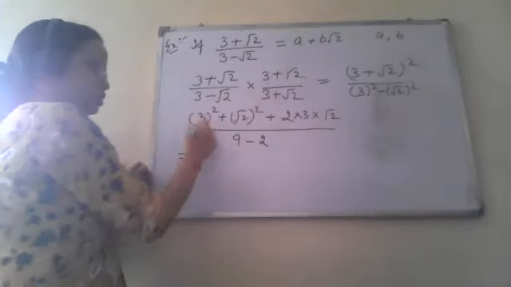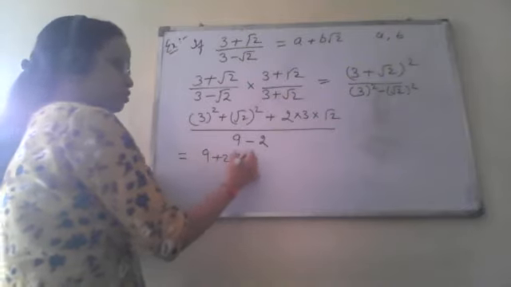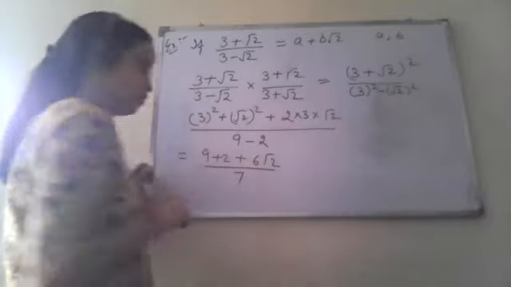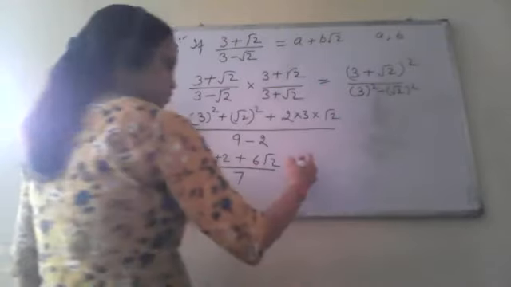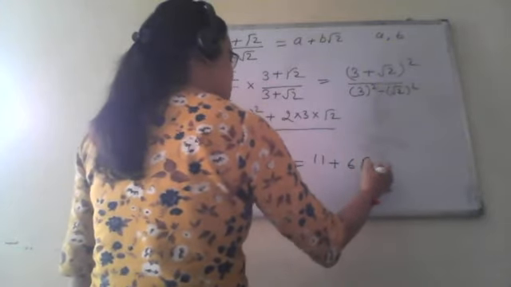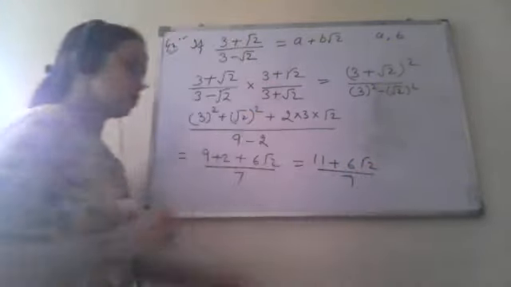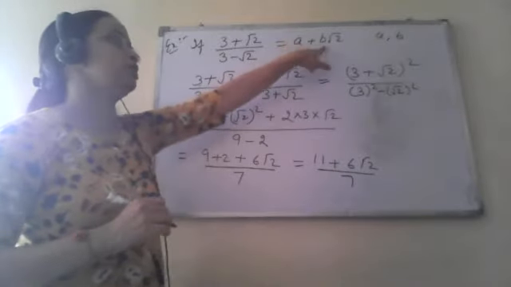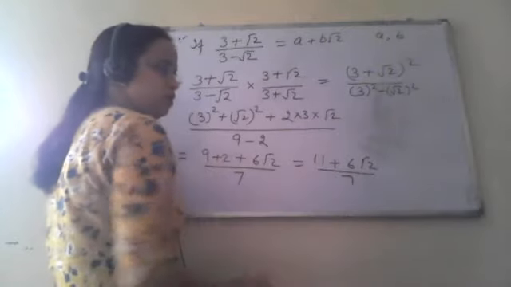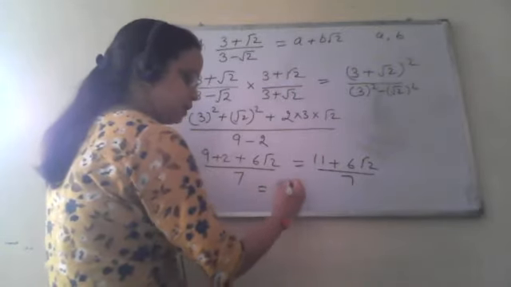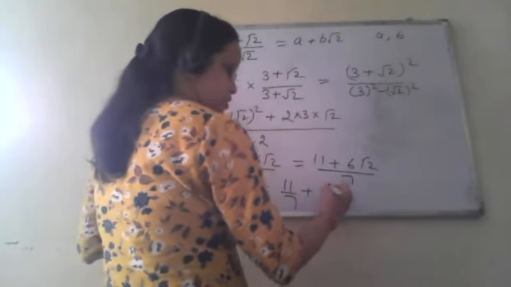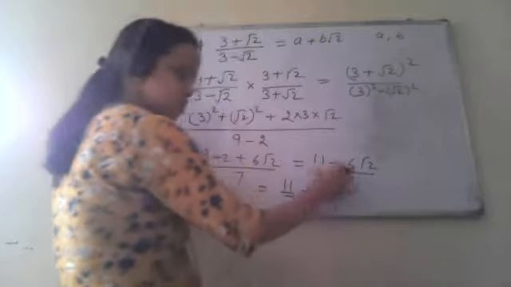So this is 9 plus 2 plus 6 root 2 upon 7. Okay. So this is 9 plus 2, this is 11 plus 6 root 2 upon 7. Since we have to compare it in this form, we will split this term and write 7 in the denominator of both expressions. It will become 11 upon 7 and this is 6 root 2 upon 7. We have just split this.